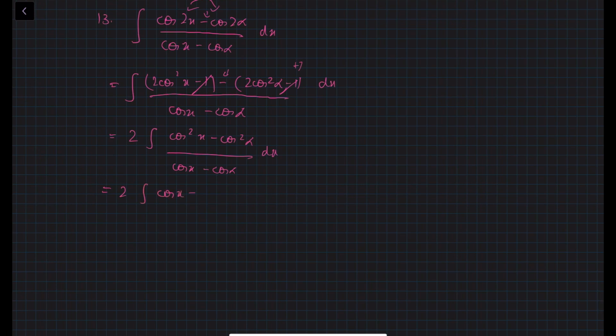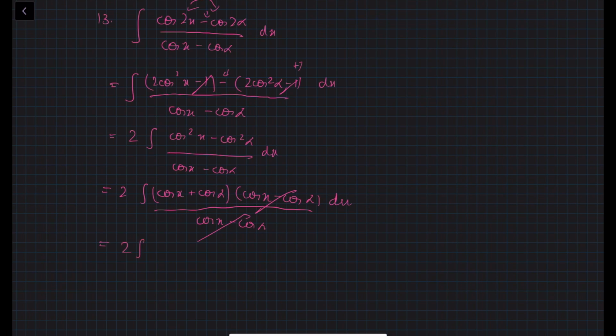That's cosine x plus cosine alpha, then cosine x minus cosine alpha, dx over cosine x minus cosine alpha. That and that cancel. So now we can just have a simple integral of 2 times.